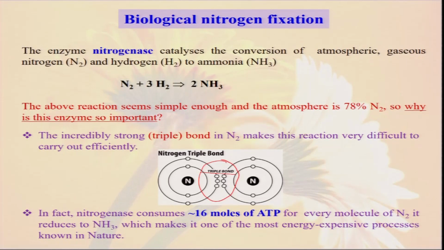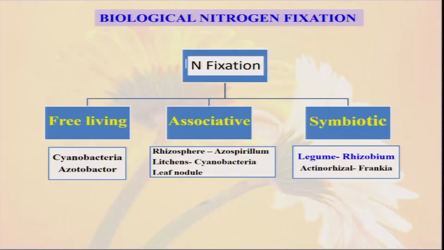If you know, for the nitrogenase enzyme, for every molecule of nitrogen reduction there is a need of energy of 16 moles of ATP. So, a huge amount of energy is needed, and only some plants with the help of some bacteria in their association can break this triple bond of nitrogen and reduce it to ammonia so that plants can use it. So, biological nitrogen fixation, if we want to divide it, there are different types of nitrogen fixation.